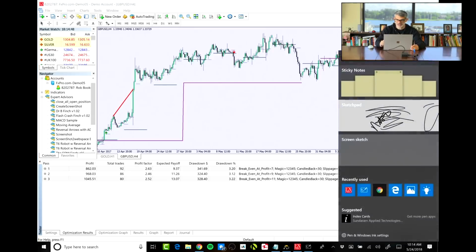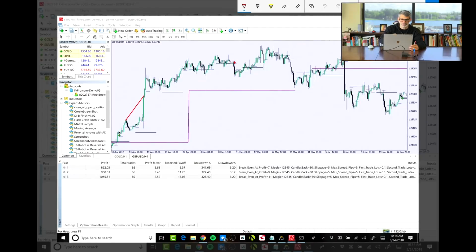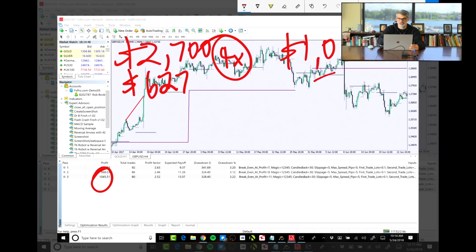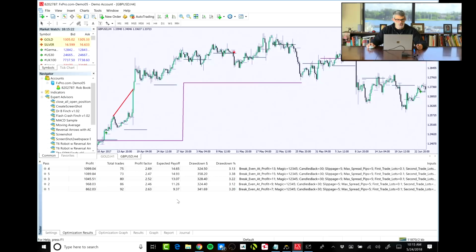Oh, look at this. Oh, this is nice. So before we had $2,700 in profit with a $627 drawdown, and that means that the profit was 4 times greater than the drawdown. In this case, we have a $1,000 profit with a $328 drawdown. So it's really like 3 times. It's all right, but I like that the drawdown is much smaller.